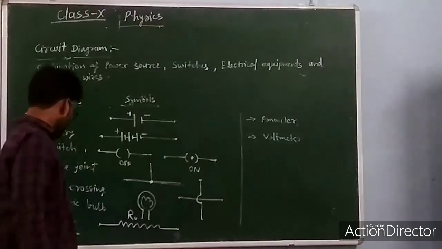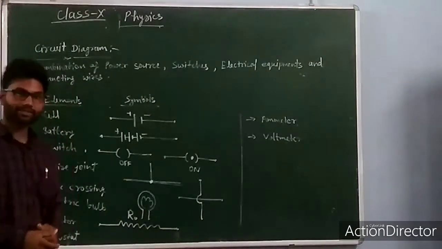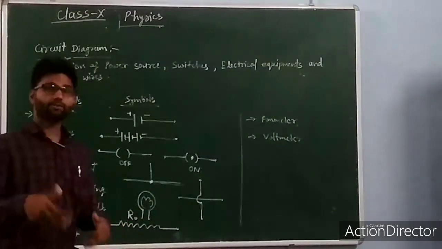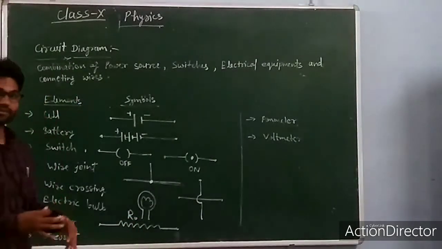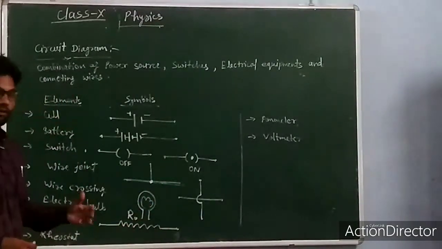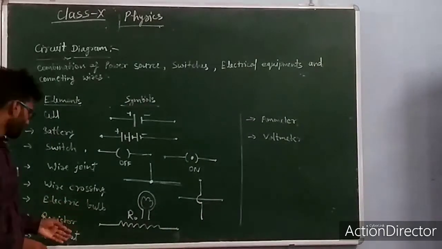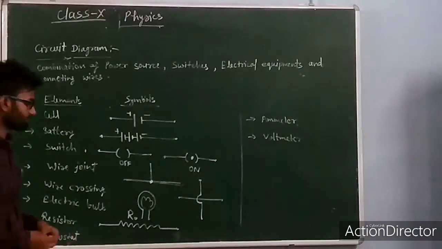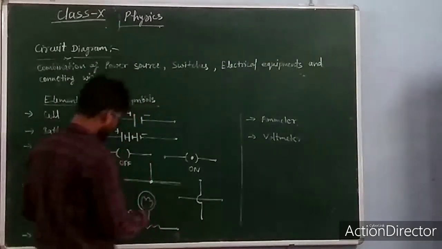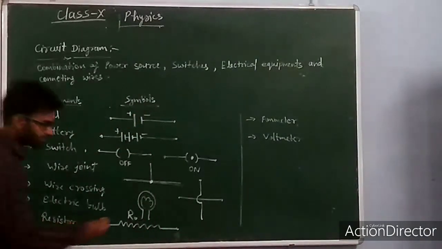Next we will talk about the rheostat. Rheostat is actually the variable resistor. That means the value of resistance is changing, so that will be called a rheostat or variable resistor. Right? What will be the representation of this rheostat?